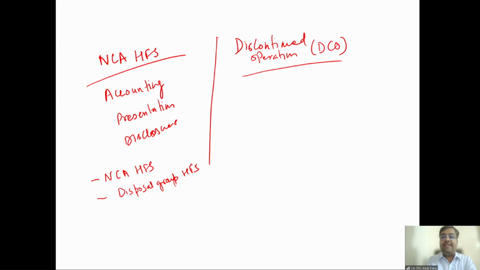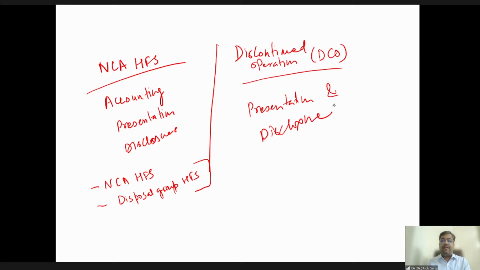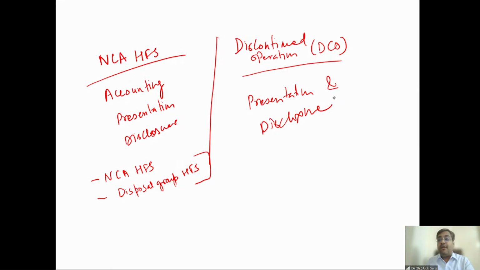Okay. So friends, as far as discontinued operation is concerned, the accounting part is taken care of by disposal group held for sale, right? But this standard talks about the presentation and disclosure part of discontinued operations, right? Is it clear? Very good. So discontinued operation is like a cash generating unit. Discontinued operation is like an operating segment.